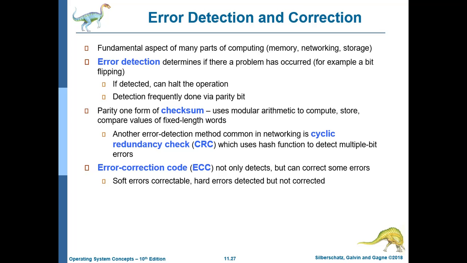Another detection method common in networking is the cyclic redundancy check, or CRC, which uses a hash function to detect multiple bit errors. For networking, there's a transfer of data, and it's very lucky if only one bit is flipped. What if a combination of bits has been altered while transferring in networks? Next we have the error correction code, or ECC, which not only detects. The cyclic redundancy check is error detection, but error correction code can also correct some errors. Soft errors can be corrected, while hard errors are detected but not corrected.